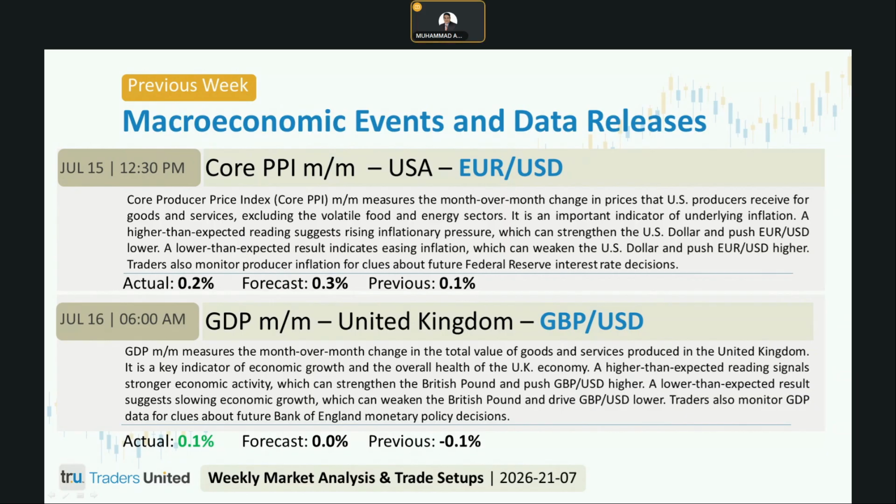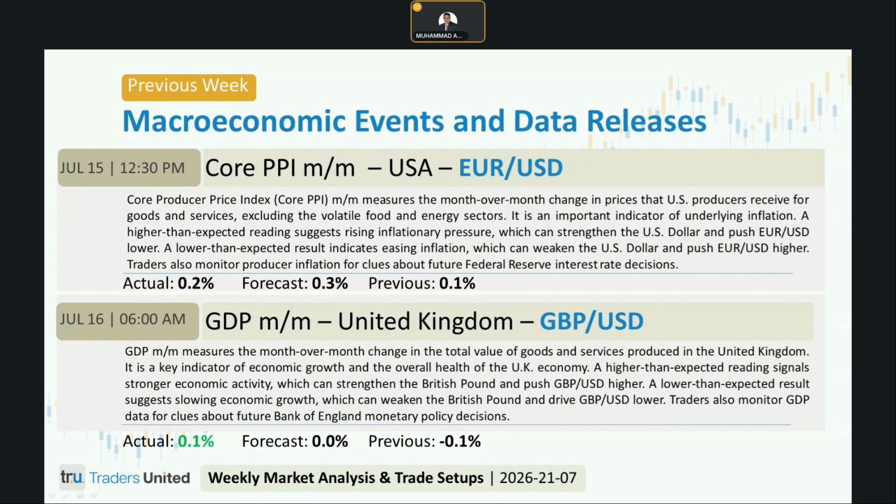Now, let me discuss technical and sentiment considerations. Although core PPI increased from the previous month, the reading was below market expectations, signaling that producer inflation remained relatively contained.